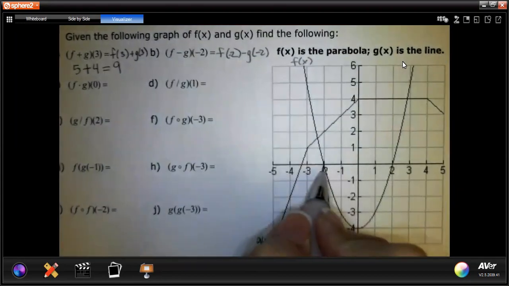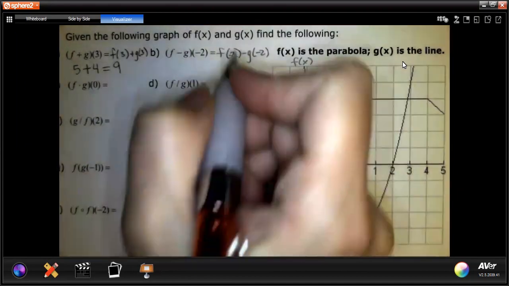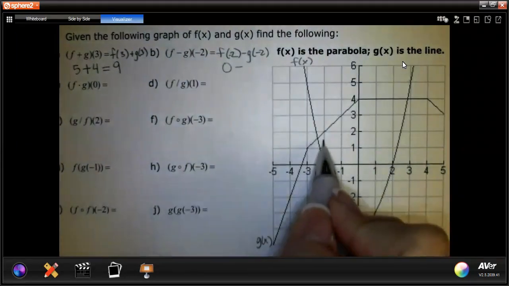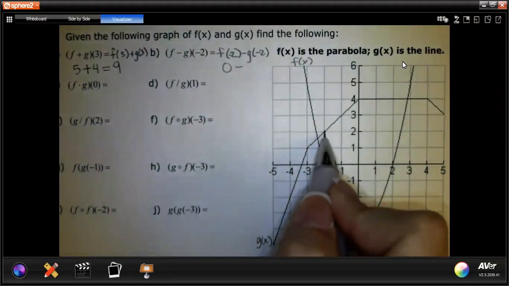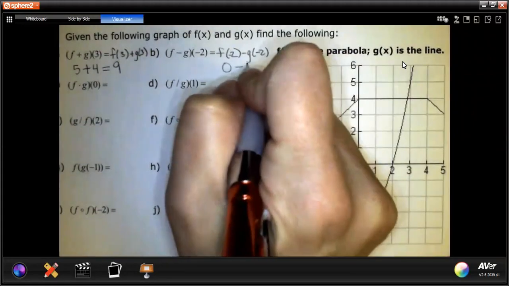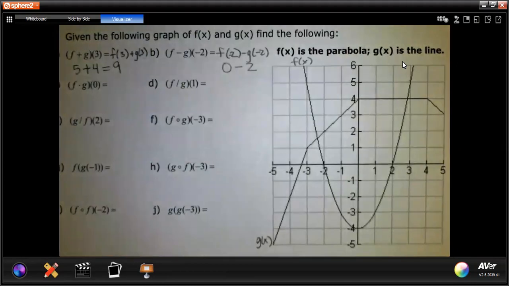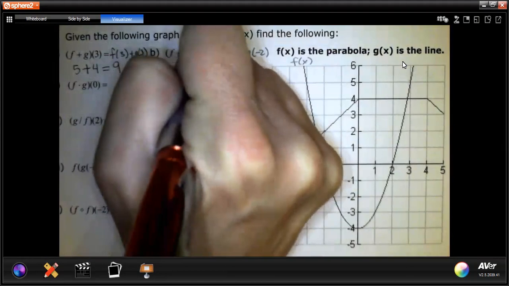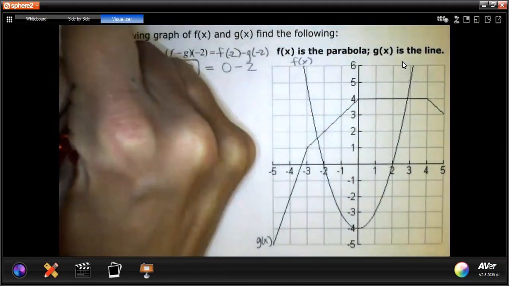So here we go to -2, and my f function is right there at 0. It hasn't gone anywhere. My y value is 0 right there. And then I go to -2, and my g value is right here at 2. So that would be 0 minus 2, which is -2.